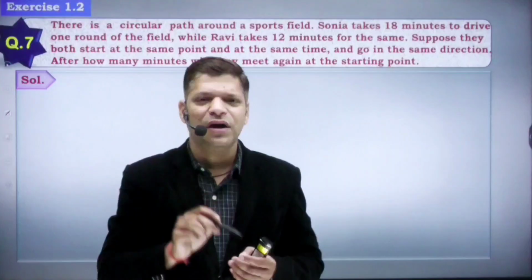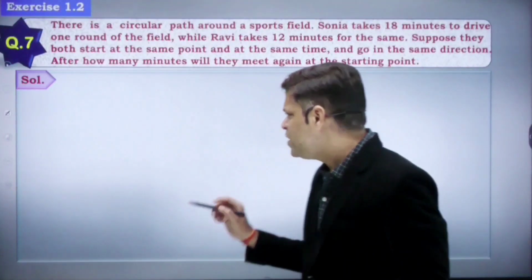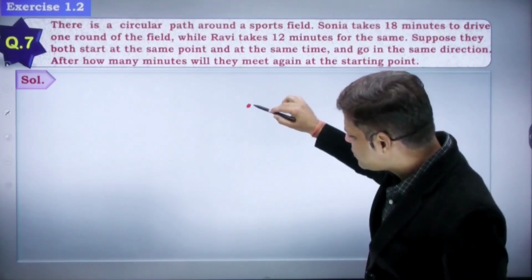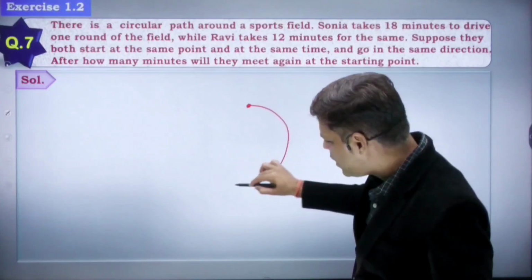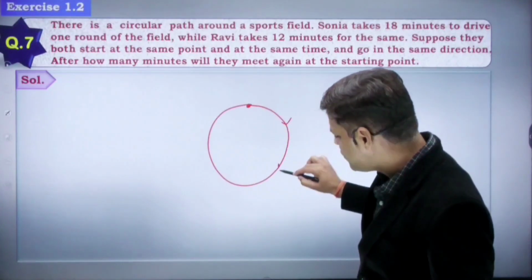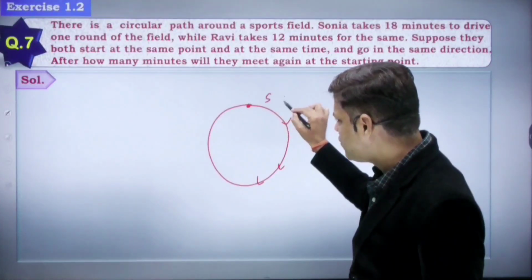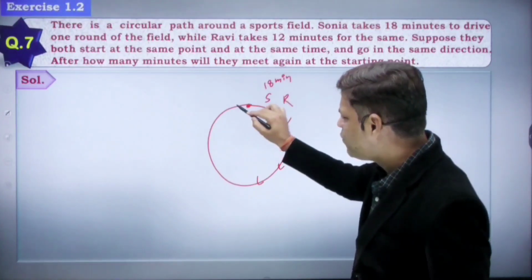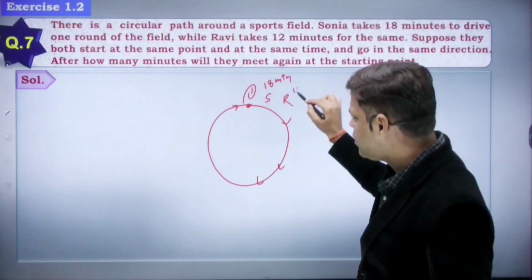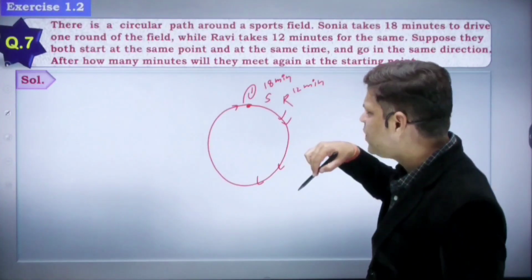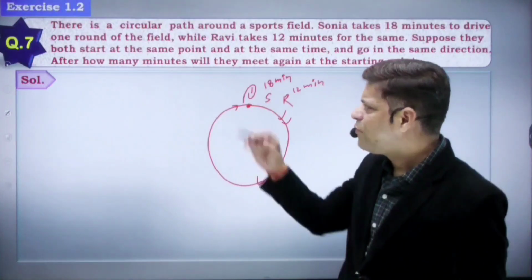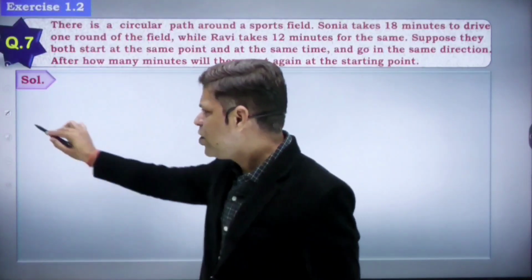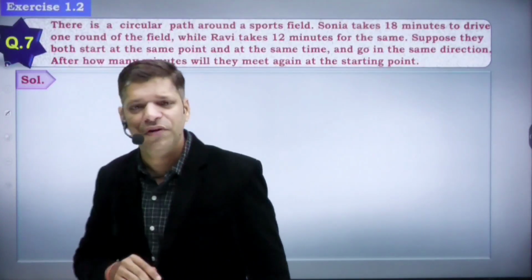Sonia and Ravi both start their journey from the same point. They are moving in the same direction on the circular path. One is Sonia, the second one is Ravi. Sonia takes 18 minutes to complete one round and Ravi takes 12 minutes to complete one round. Now we have to find out after how many minutes they will meet. This is the main question which we have been given. So now we check how we will find it.